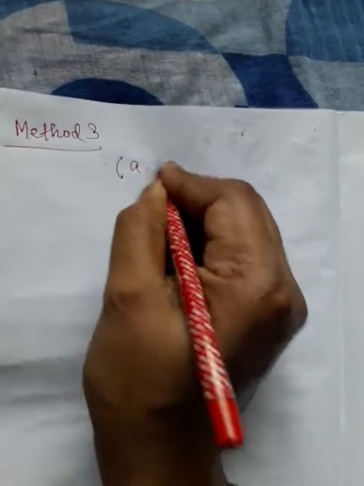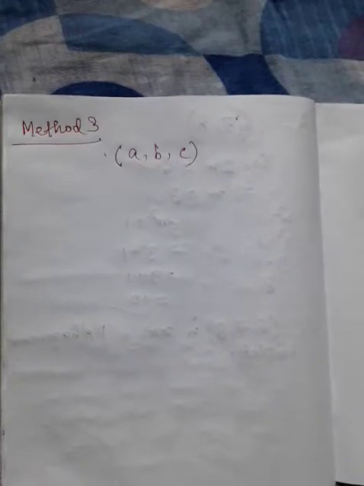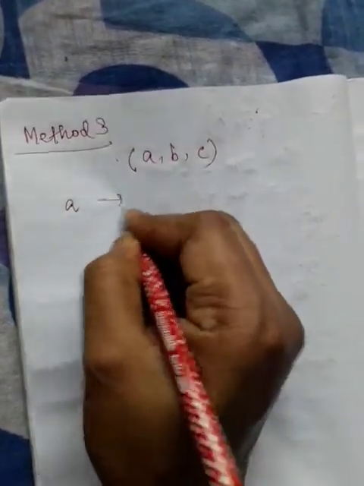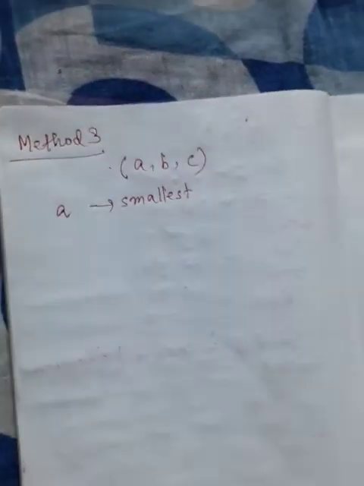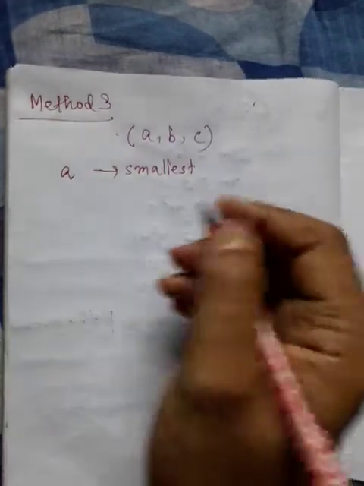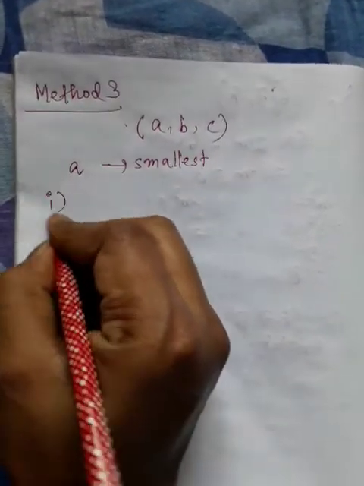First, we are taking three numbers, any three numbers A, B, C. A, B, C are three natural numbers, where A is the smallest of them. Here A is the smallest. Now there are two conditions.